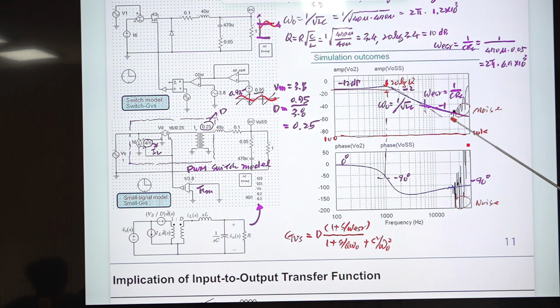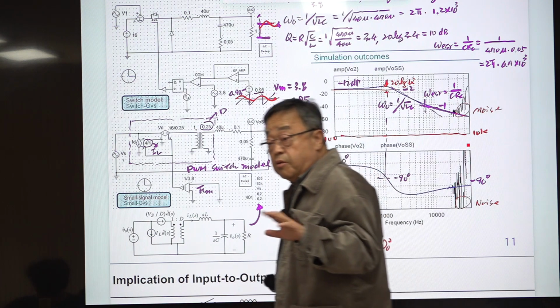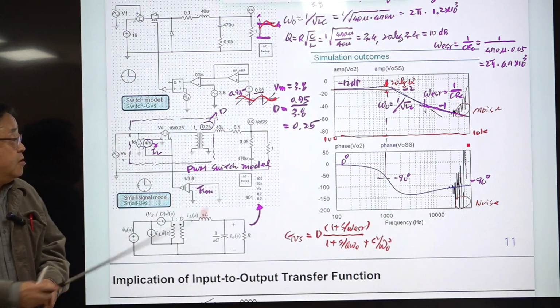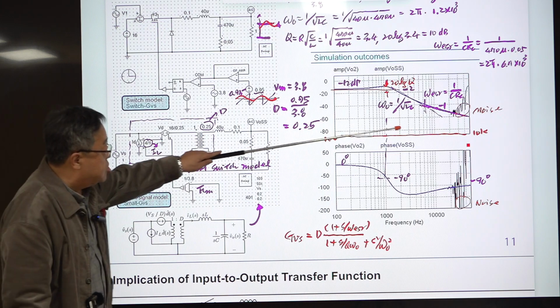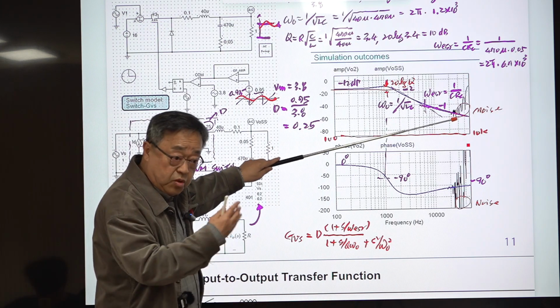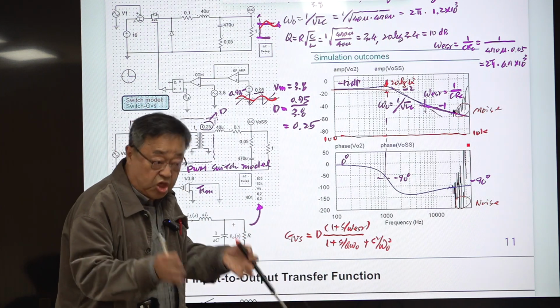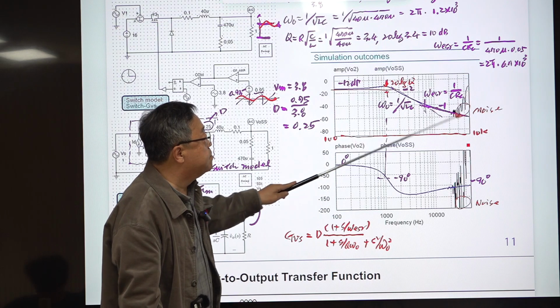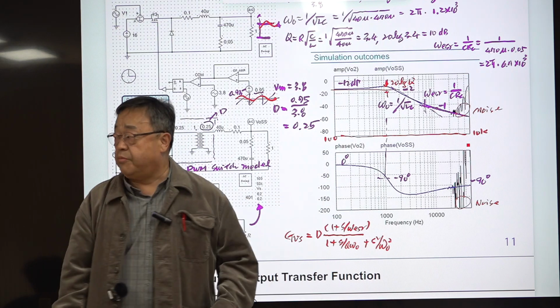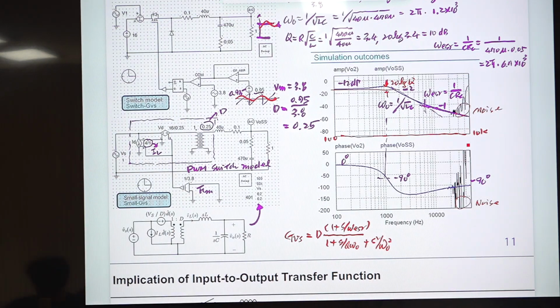But in here, it has some noise. This noise is coming from the simulator because at high frequencies, the signal level is very small. Then some round-off noise in the computer will generate this spike noise. This garbage, you just ignore this. Okay?